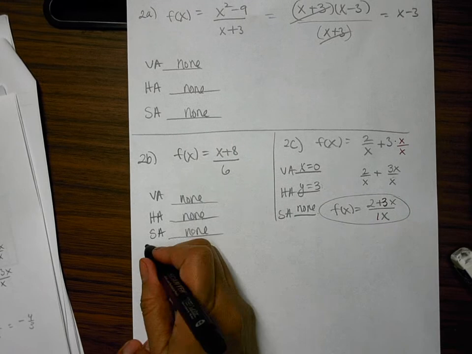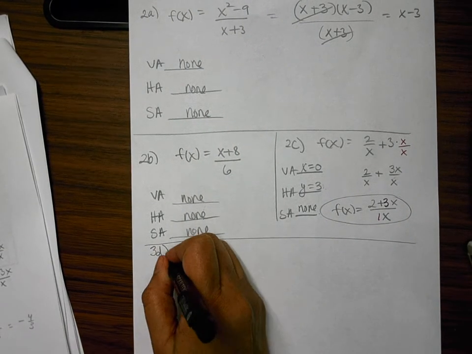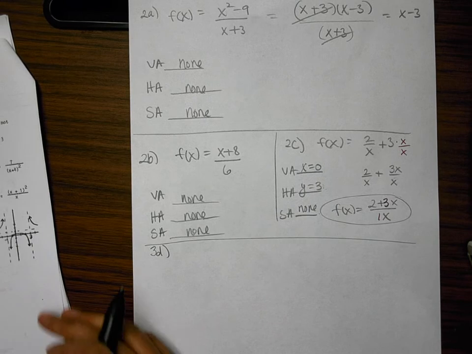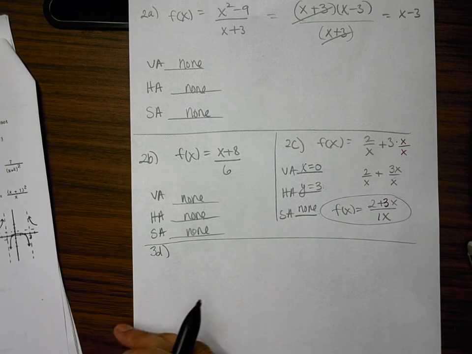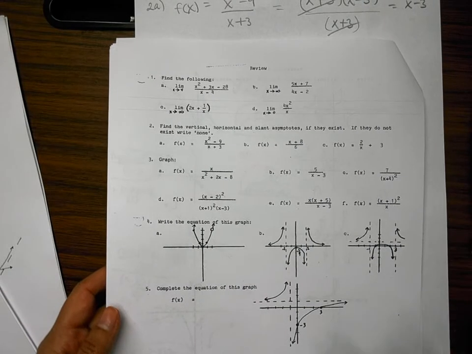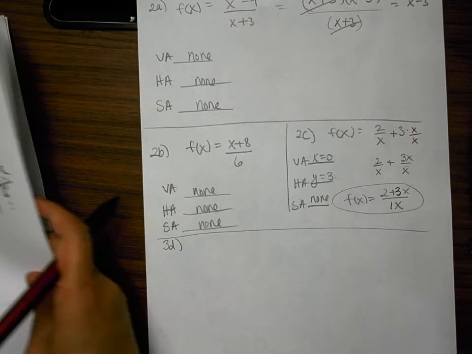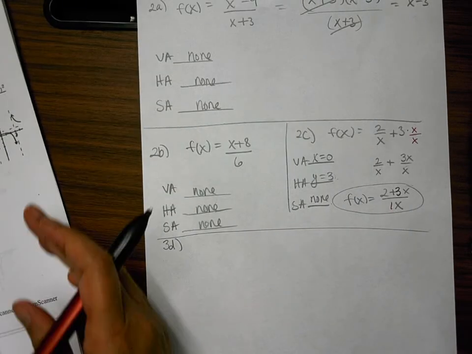I am going to jump to number 3D. Number 3D is asking us to graph. And again, I am on the back of worksheet 6. Worksheet 6 had a front and a back. They were all combined in one worksheet. So right now I'm just continuing with worksheet 6. Number 3D.